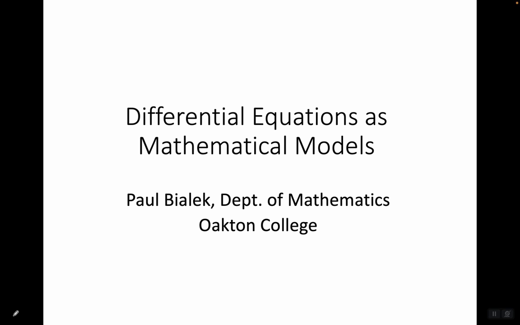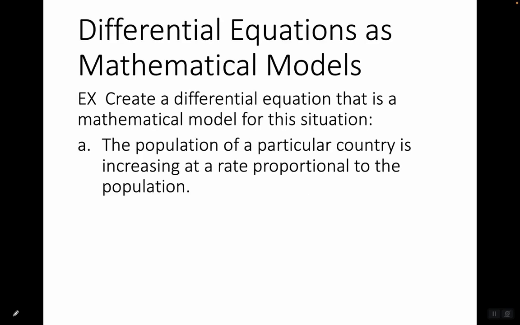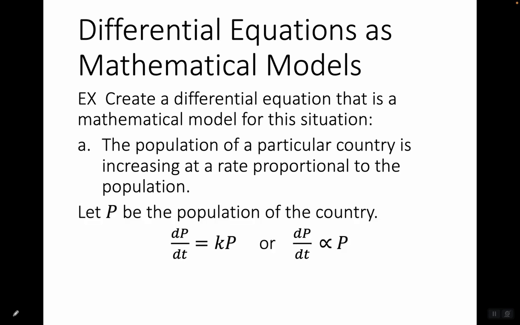Let's talk about differential equations as mathematical models. Let's create a differential equation that is a mathematical model for this situation. The population of a particular country is increasing at a rate proportional to the population. This, in general, is how countries' populations increase, because the more people you have, the more your population is going to increase. A population of 10 million people will increase by more people than a population of 1 million people or 100,000 people. Let's let P equal the population of the country.